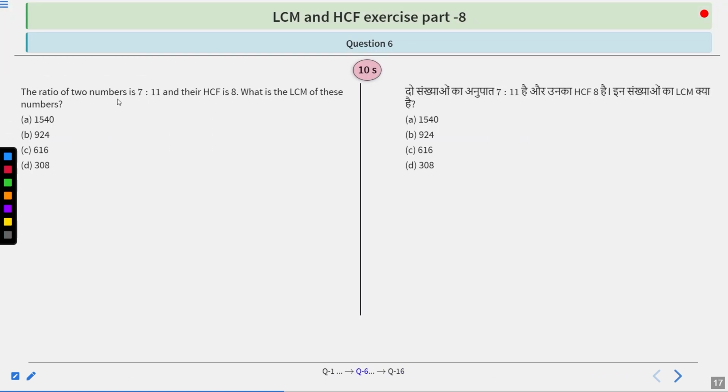The ratio of two numbers is 7:11 and their HCF is 8. What is the LCM of these numbers? Options are option A 1540, option number B 924, option number C 616, and option number D 308.